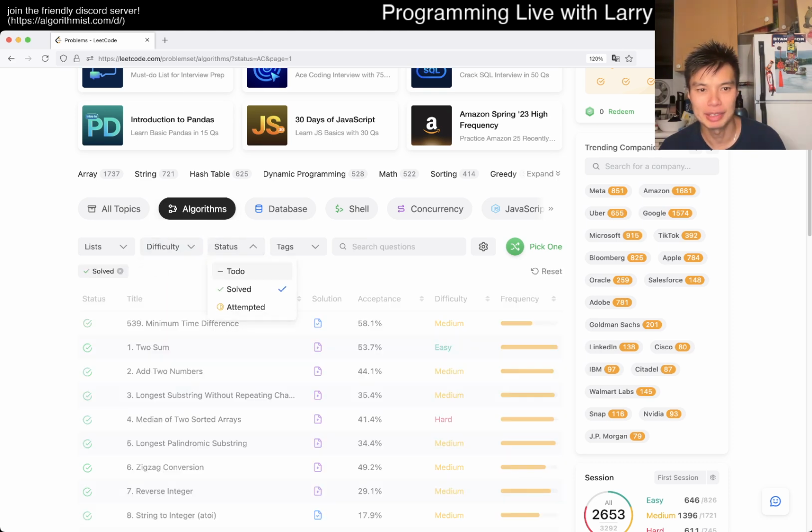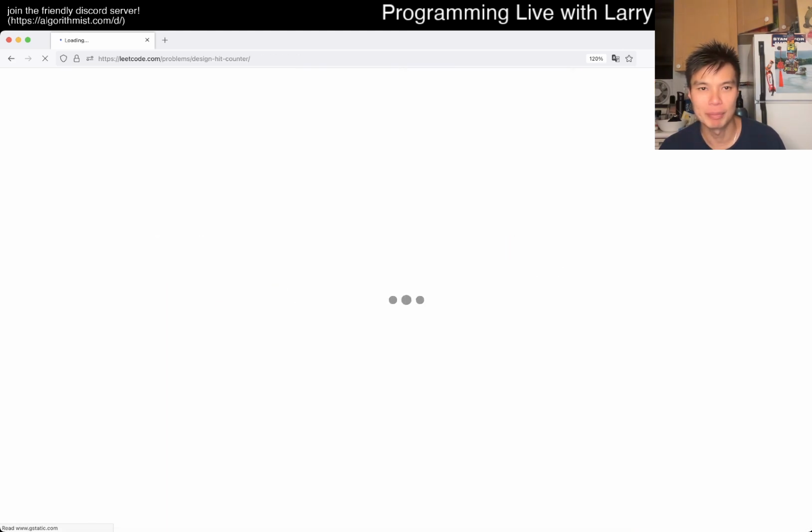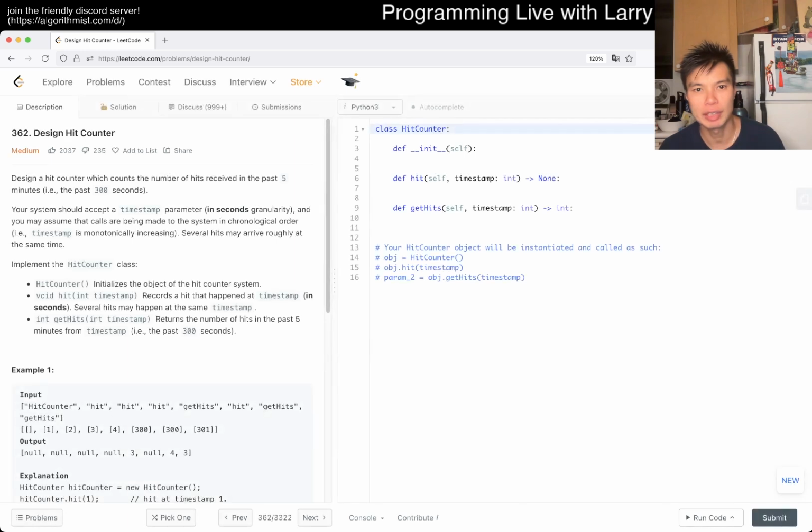I'm going to try to do a random problem that I haven't looked at yet, and we'll see how it goes. Today we have 362, Design Hit Counter. I'm also just curious. Wait, hang on.